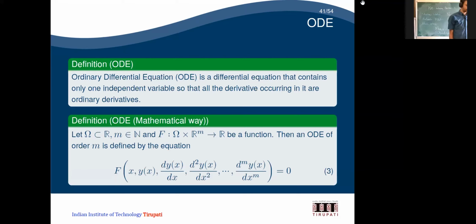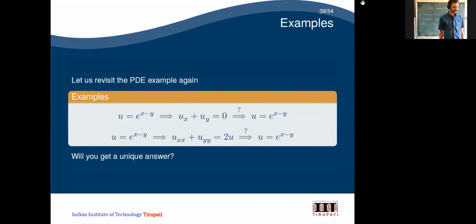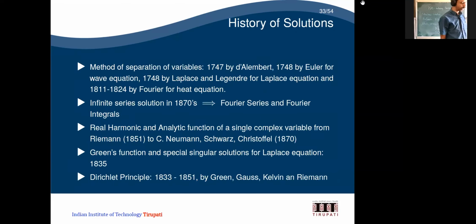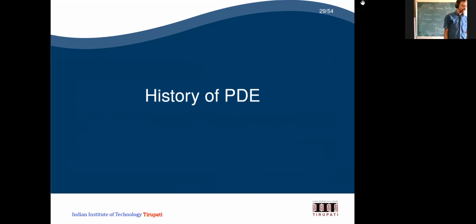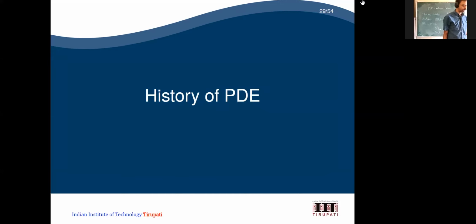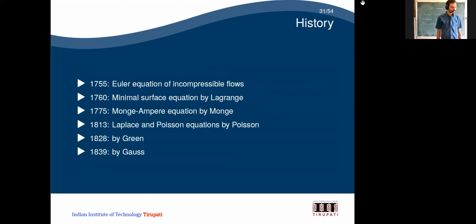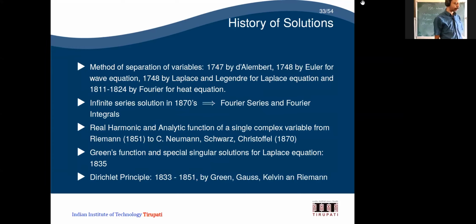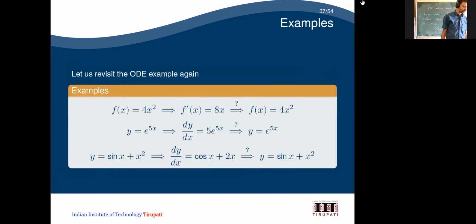So we have seen what the definition of the preliminaries is. We have seen what the derivative and the partial derivative are. Then we have seen the definition from Thomas Calculus also. In the same definition, just given in a different kind of representation, and we have seen some pictorial representation also, and then we have seen the history of PDE.